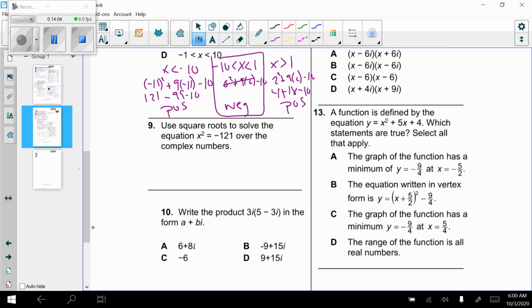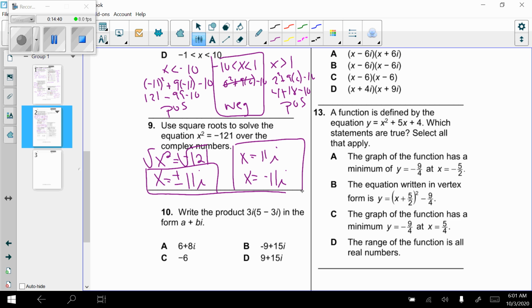Number 9, use square roots to solve the equation x squared equals negative 121 over the complex numbers. So x squared equals negative 121. I don't want x squared, I just want x, so I take the square root of both sides. So x equals, I put the square root into the problem, so positive and negative, don't forget your two answers. 121 is a perfect square, that's 11. The negative underneath the radical came out as an i. So my two answers, positive and negative 11i. You could have written it as two answers, 11i and negative 11i, or you could have written it as positive or negative 11i. Either one of those is correct.